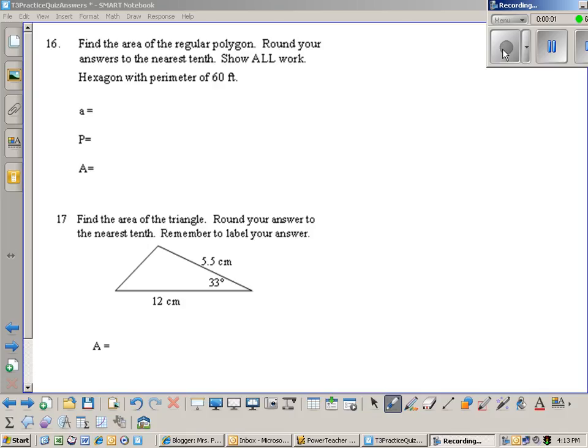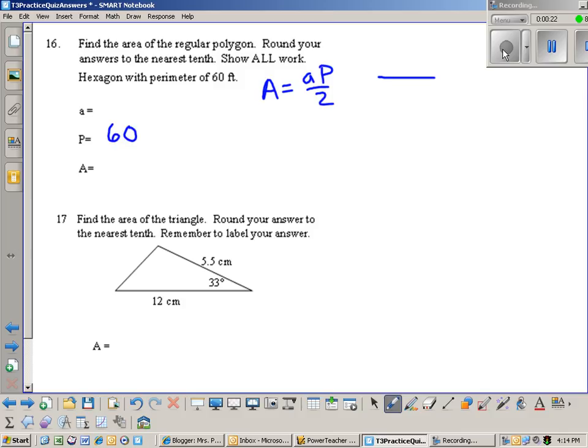All right, number 16, area of a regular polygon, hexagon with a perimeter of 60 feet. So what we're looking at here is, again, that the area is going to equal apothem times perimeter divided by 2. We know the perimeter is 60. They gave that to us, so we have to find the apothem.